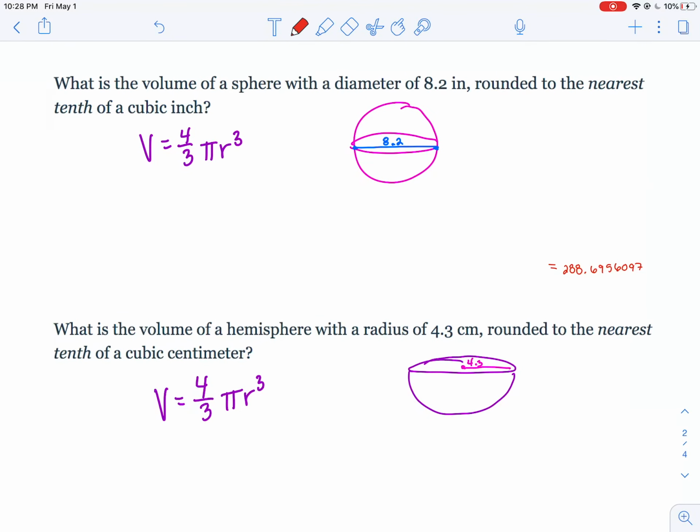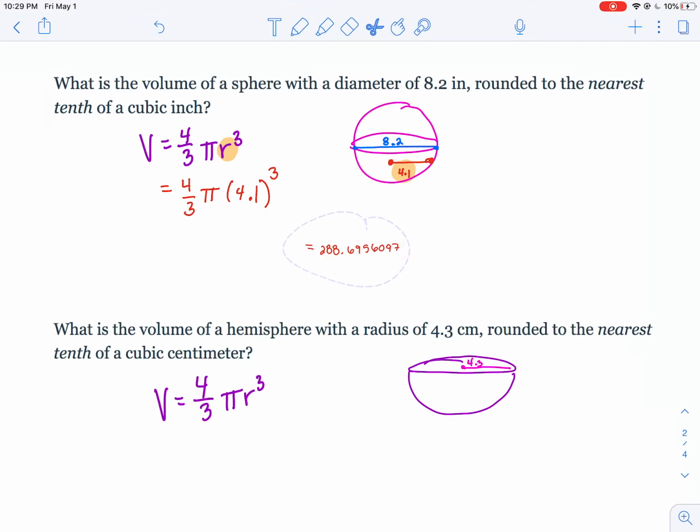All right, last set of problems. What's the volume of a sphere with a diameter of 8.2, round to the nearest tenth? Once again, I have the diameter, but I don't need it. I need the radius. So let's cut 8.2 in half, so divide that by 2, and I get 4.1. Let's plug that into our formula. That 4.1 is going to go in for r. So it's going to be 4/3, drop the pi down. My radius is 4.1, and I raise it to the 3rd power.